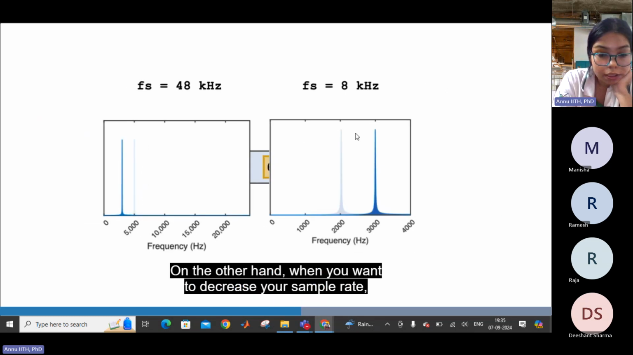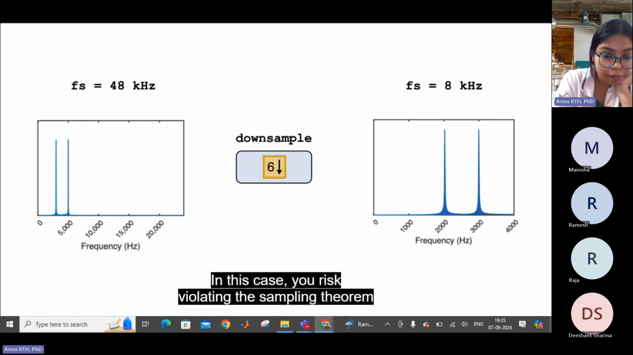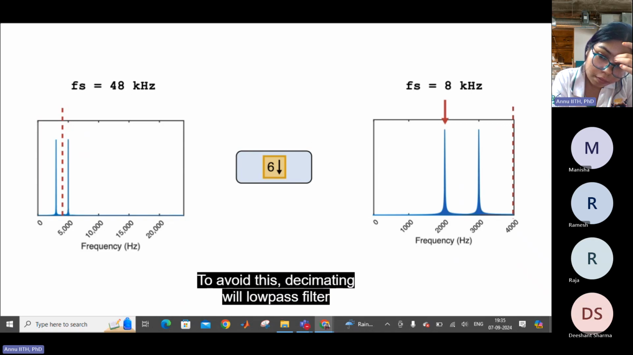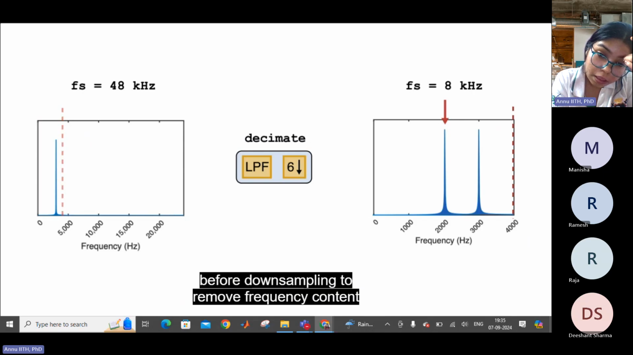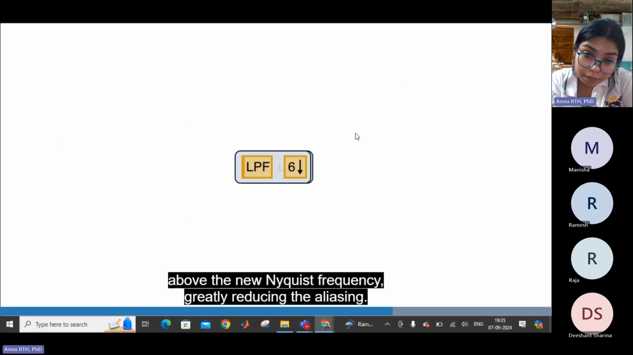On the other hand, when you want to decrease your sample rate, you're downsampling. In this case, you risk violating the sampling theorem and introducing aliased tones. To avoid this, decimating will low-pass filter before downsampling to remove frequency content above the new Nyquist frequency, greatly reducing the aliasing. So if you are downsampling, the low pass filter will be added at the front before the downsampler, because in that way it is reducing the frequency components which are greater than the Nyquist rate.